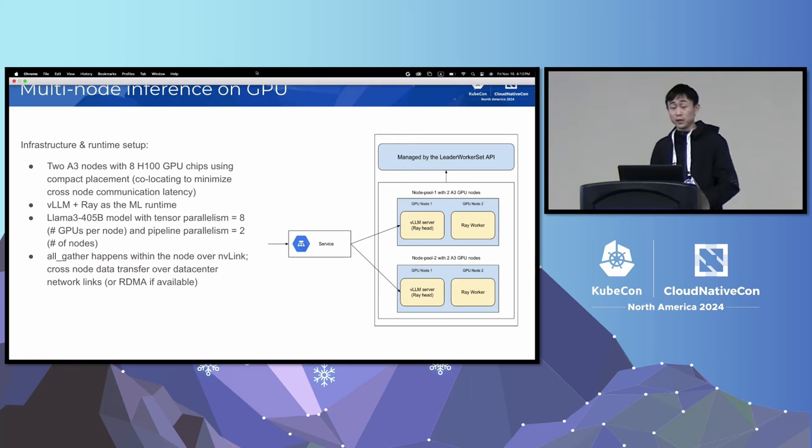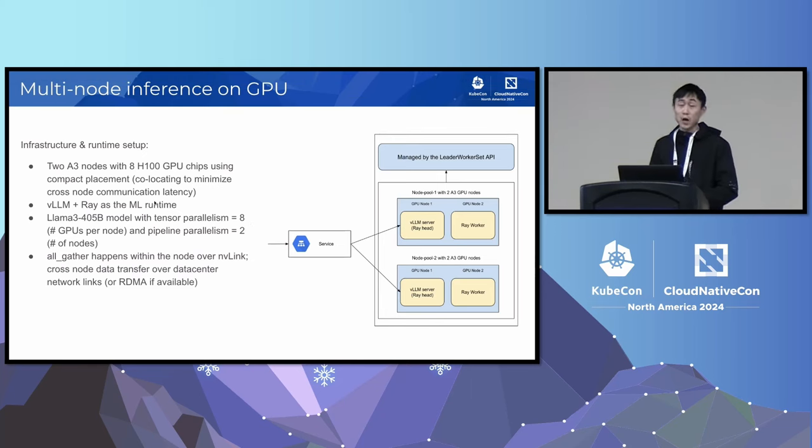Next, we will show several examples of how we run multi-node inference on GPU and TPU. This is a setup for running multi-node inference on GPU. As we can see on the right side, we have two A3 nodes with H100 GPU chips using compact placement. The good side of compact placement is that we co-locate these GPU nodes to minimize the cross-node communication latency, especially for data transfer.